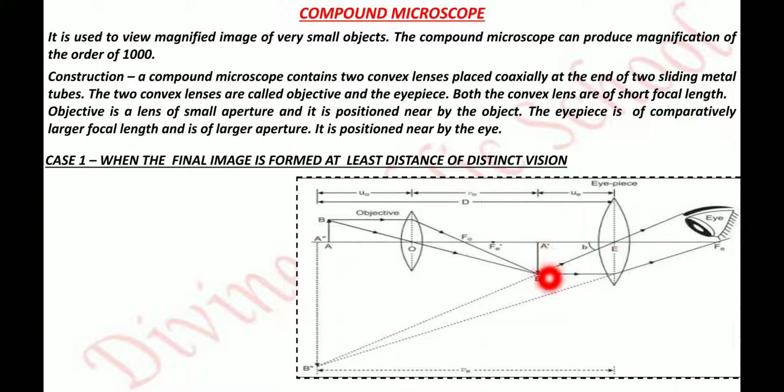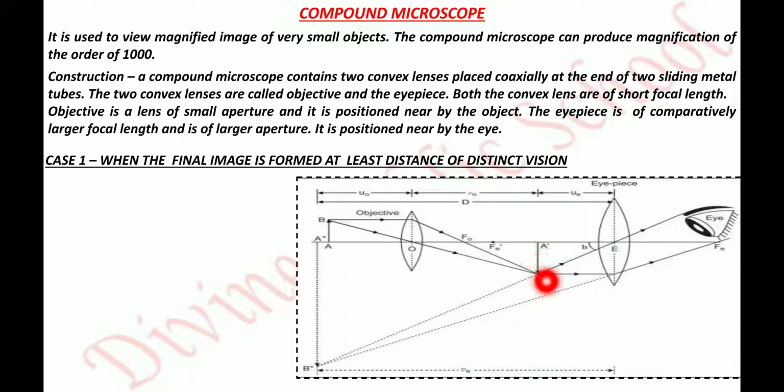This serves as an object. An object is between optical center and the focus of the eyepiece. So eyepiece makes a virtual magnified image of this image A dash B dash. And how it will make?